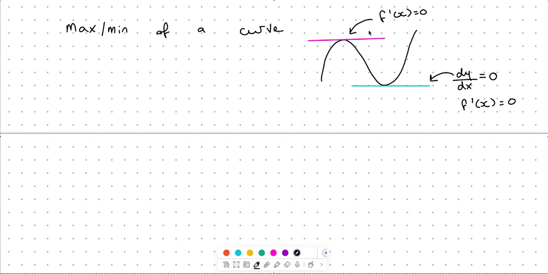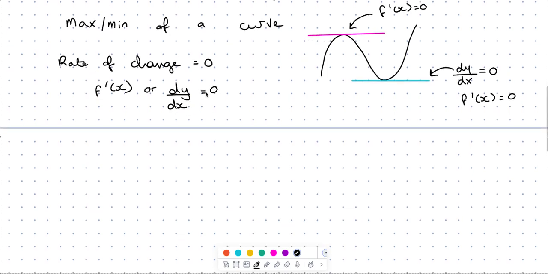So when you're at the maximum or minimum, you know for a fact that the rate of change is 0. And what's the rate of change? The rate of change is that f prime of x. And you also need to remember that the rate of change could be written as dy dx. Okay, both of those mean the same thing. Two ways of writing the same thing.